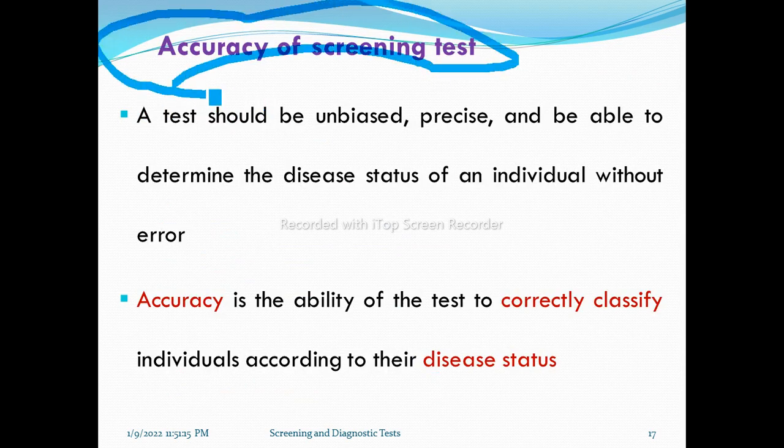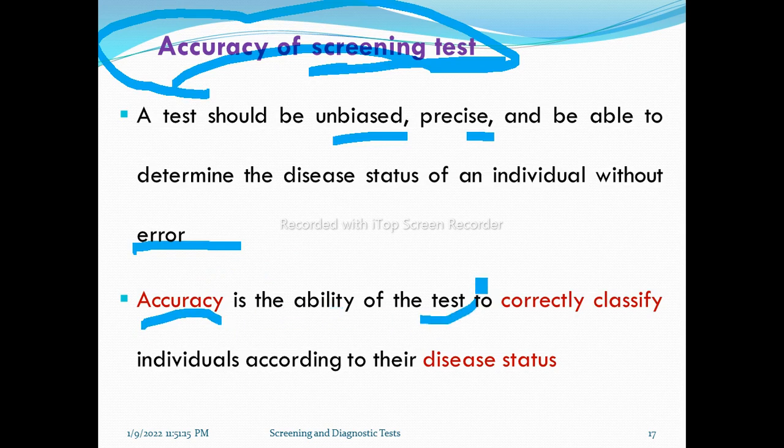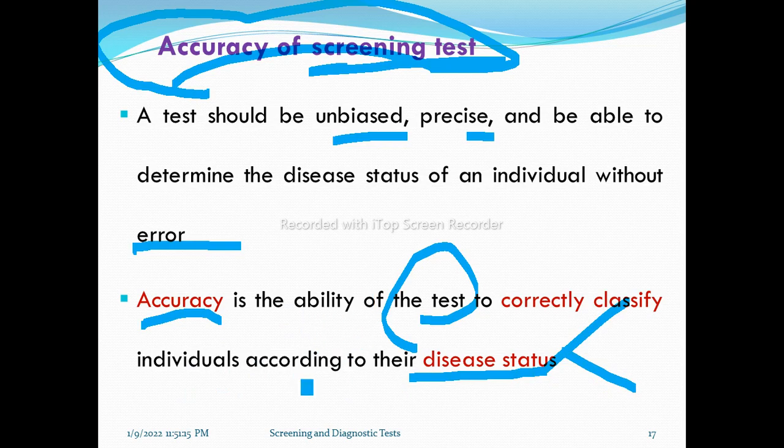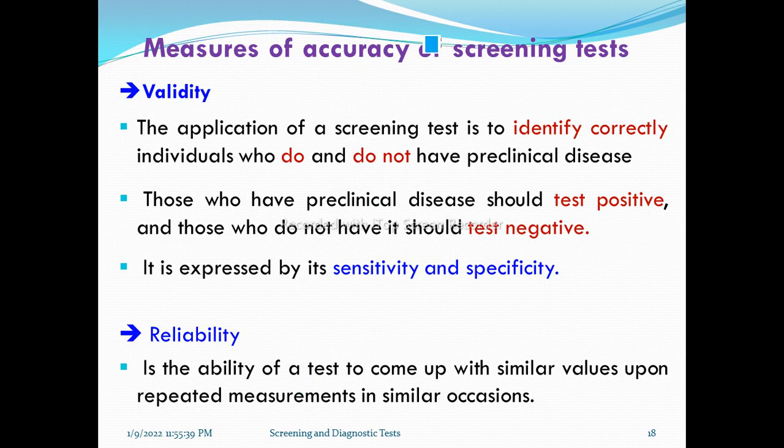So this is all. The other is accuracy of screening test. How to know whether that screening test is accurate or not. The test should be unbiased, precise, able to determine the disease status of an individual without error. So if determined without error, we say accuracy. Accuracy is the ability of a test to correctly classify individuals according to the disease status, those without disease and those with disease. This is known as accuracy. Accuracy will contain both validity and reliability.